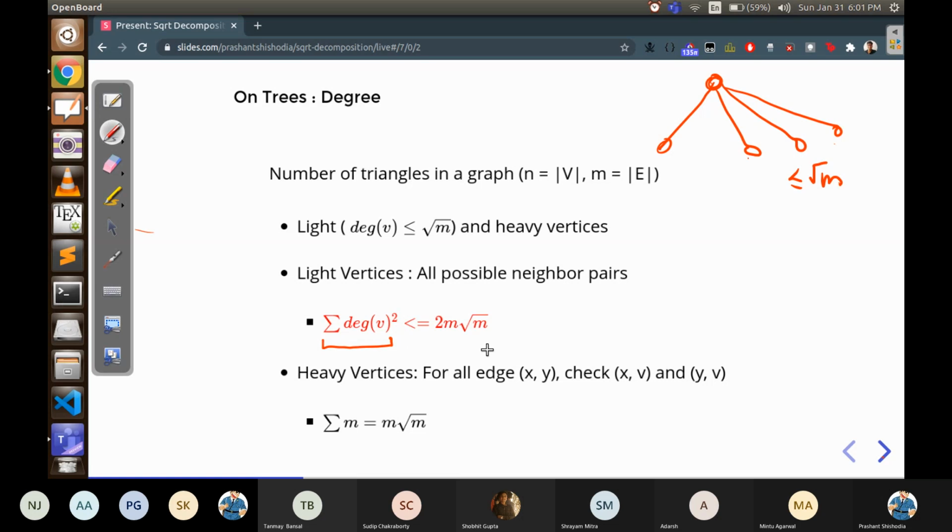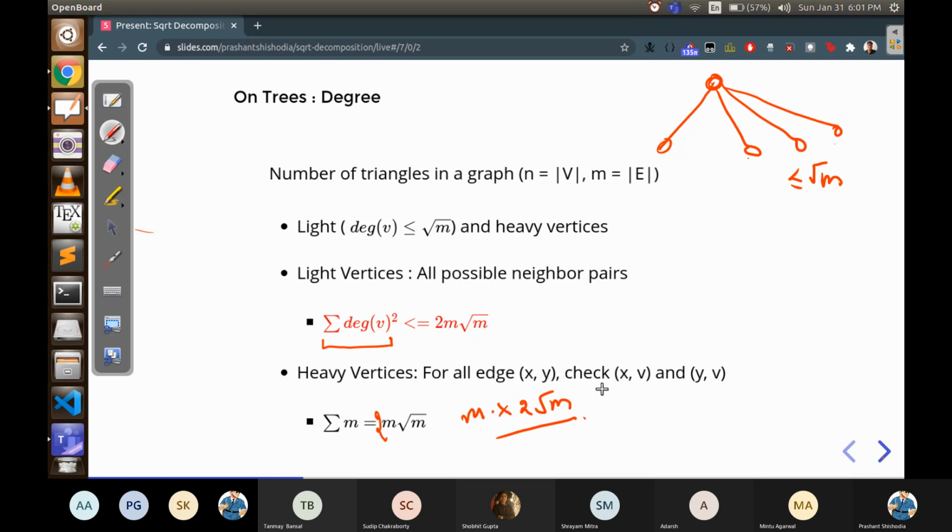I have marked it in red because it appears so many times, in almost every other square root decomposition problem. The number of light edges will be at most 2 root m, and this is for the light vertices. For heavy vertices, we have already done it. It is 2m root m, that is, m into 2 root m.